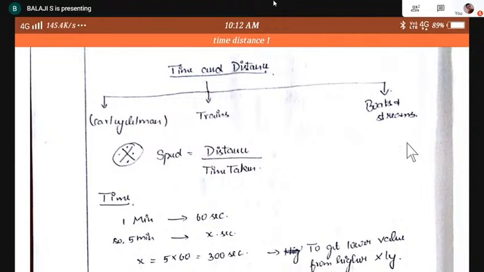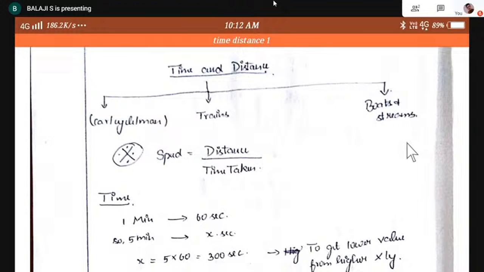Time and distance, we have three categories. One is problems related to car, cycle, or man, and the second type is problems related to trains. And this trains problem is most important. Nearly 90 to 95% of questions come from train problems. And the third important thing is boats and streams.